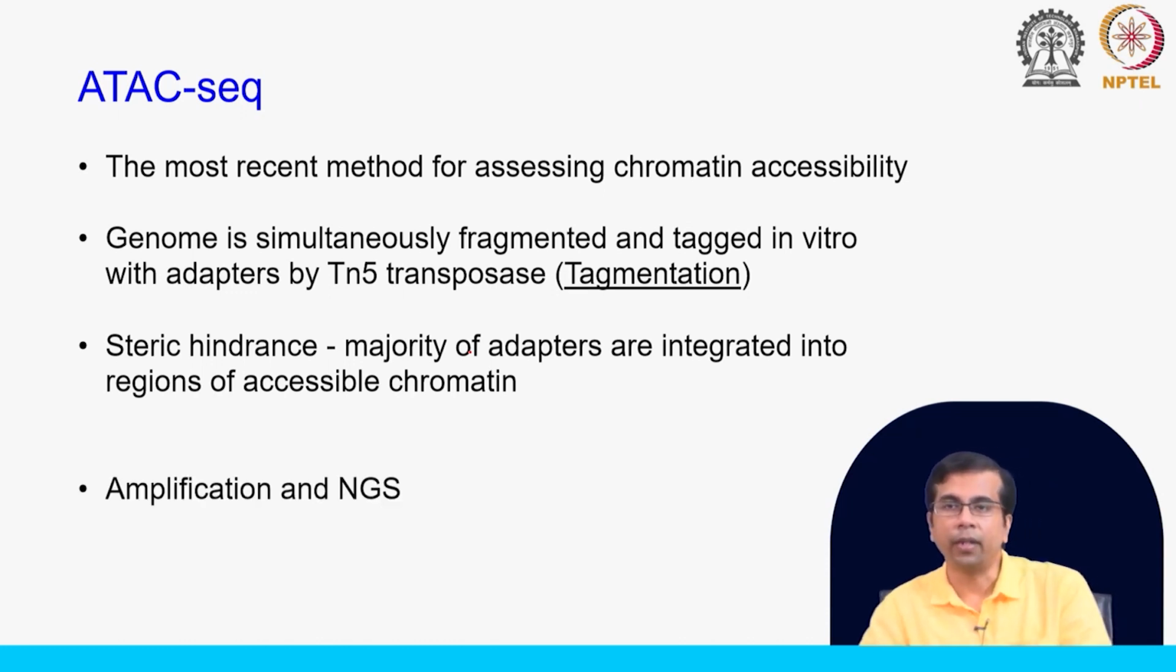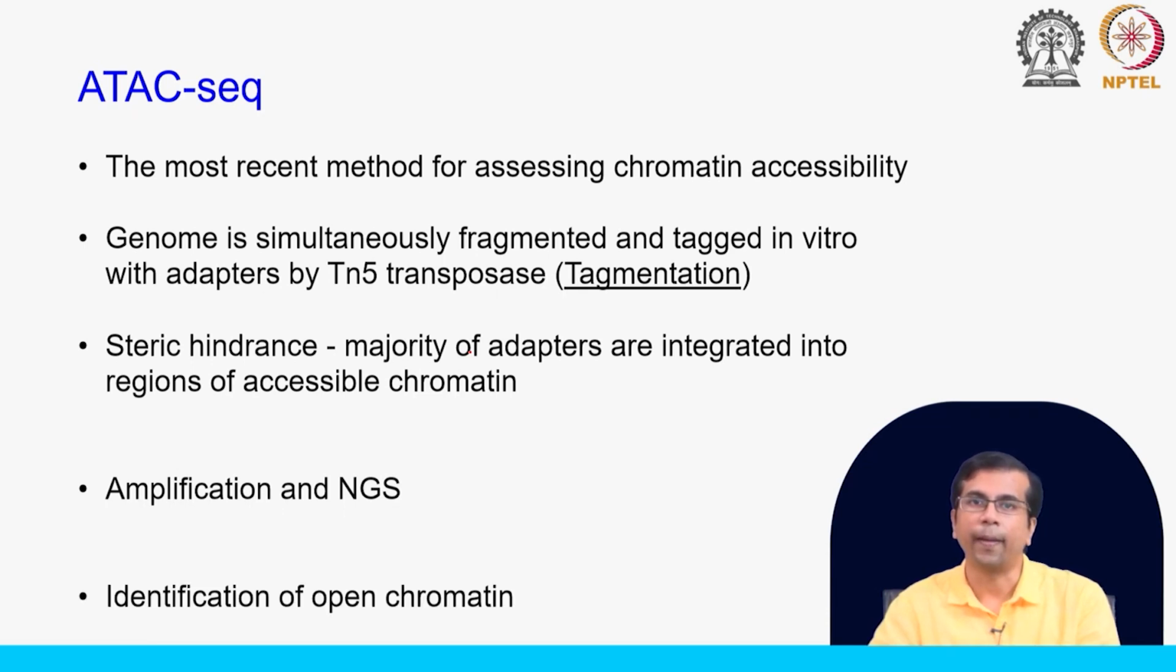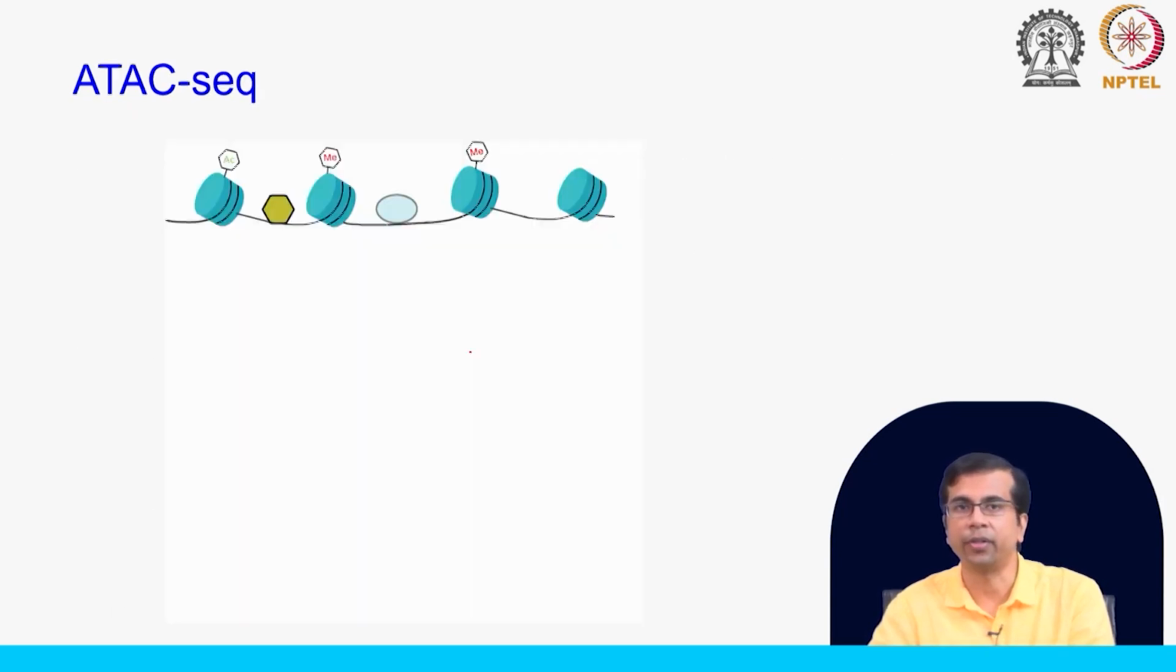Then we can amplify these regions that contain adapters. We can use the adapter sequence as a primer binding site, amplify these fragments and sequence using NGS. And this then identifies the open chromatin regions, as we have just seen, because the integration of adapters will happen only in the open or accessible regions.